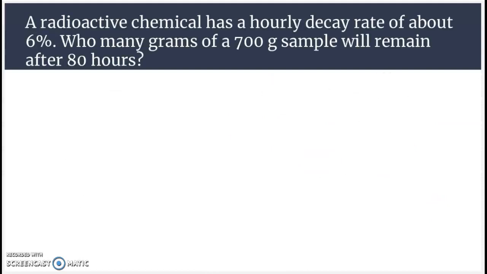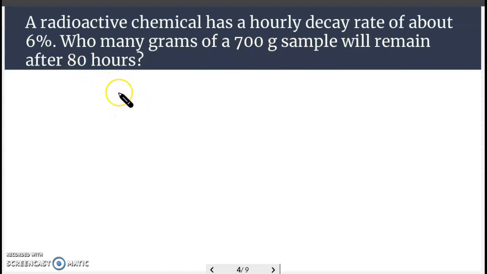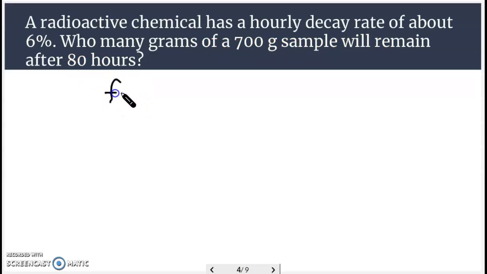Alright, now we're going to look at some exponential growth here, radioactive decay. So this is exponential decay. A radioactive chemical has an hourly decay rate of about 6%. How many grams of a 700 gram sample will remain after 80 hours? So here is just the formula for exponential decay if t is our variable. It's A times 1 minus the rate raised to the t power. A is the initial amount, r is the rate as a decimal, t is the time.